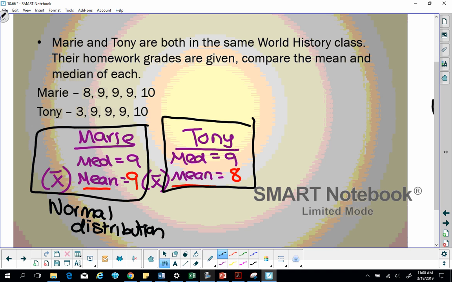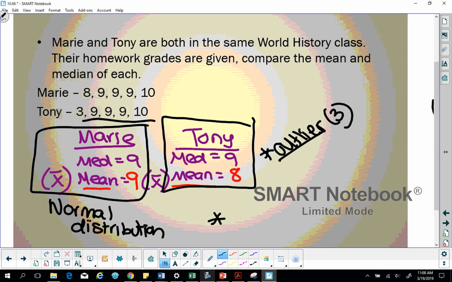What about Tony? Are his scores the same? No. Why not? Do you see something a little odd? That's 3. So what's that called? An outlier. So because of the outlier, the 3, what will we use for the center of this? The mean or the median?